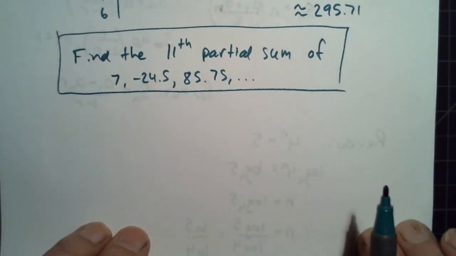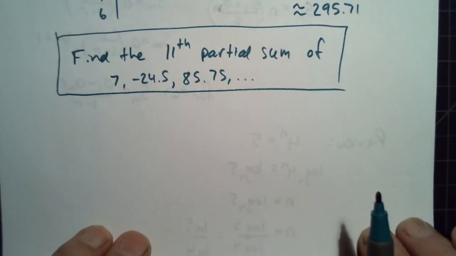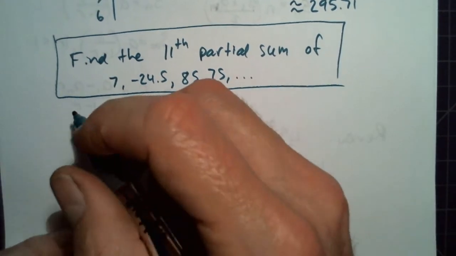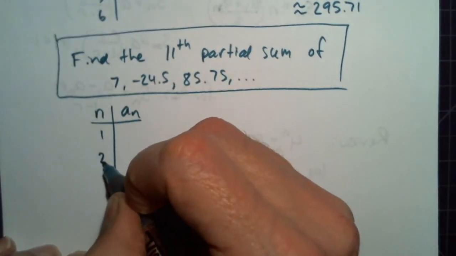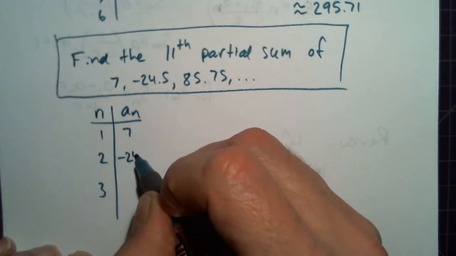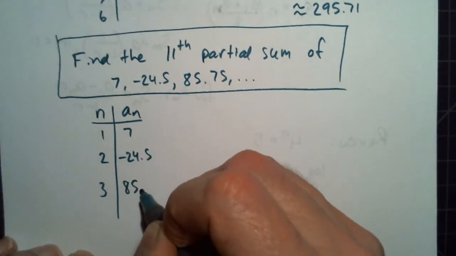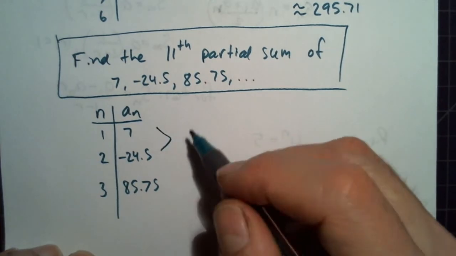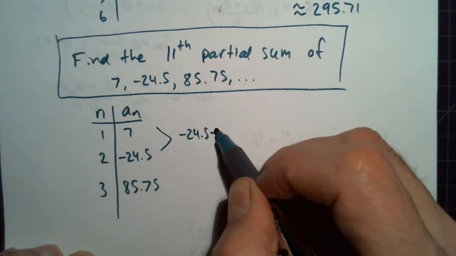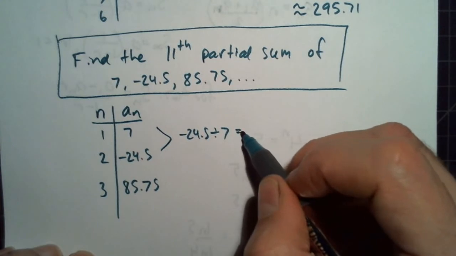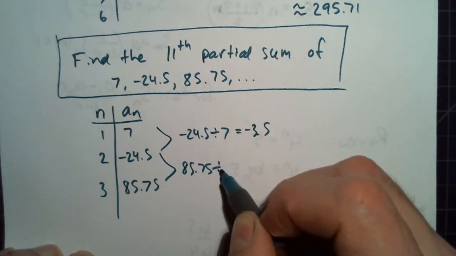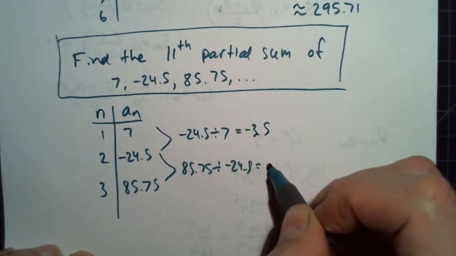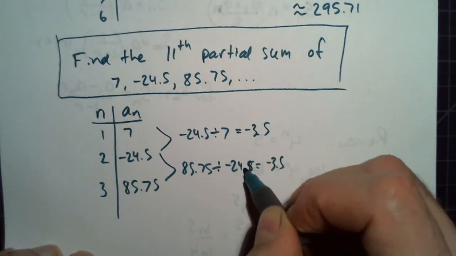So the 11th partial sum is just another way of saying find the sum of 11 terms. So go ahead and pause the video to try that one. We need to find the common ratio, negative 24.5 divided by 7, and we get negative 3.5. 85.75 divided by negative 24.5, negative 3.5.